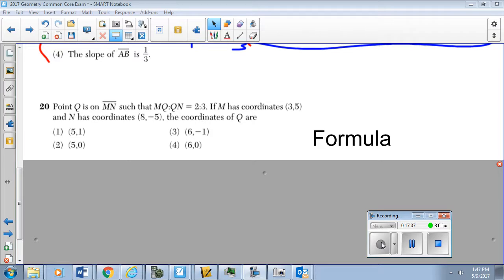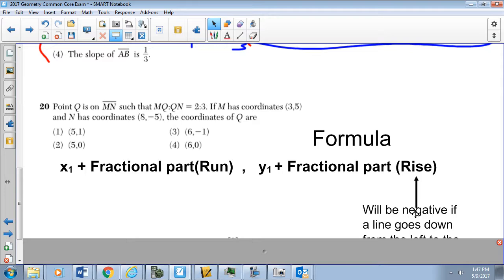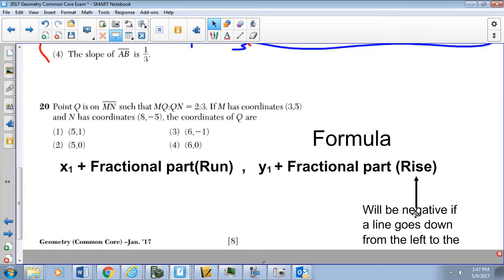All right, let's look at the formula. We've done this a number of times. Let's look at the formula here. Remember this. Okay, your x1.